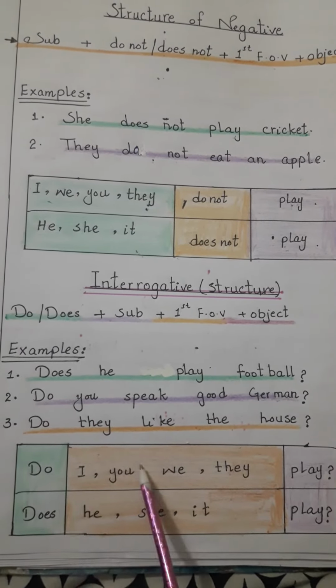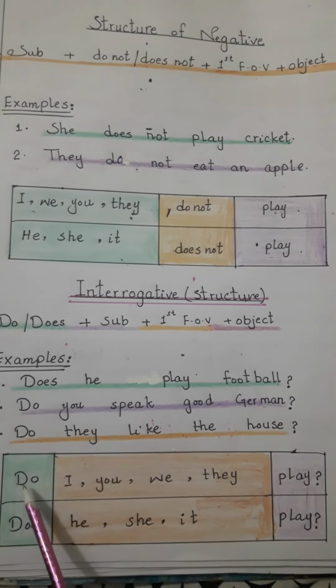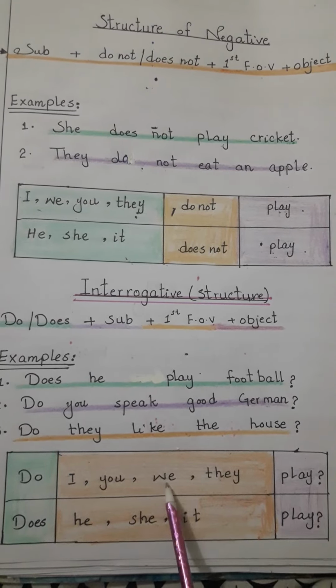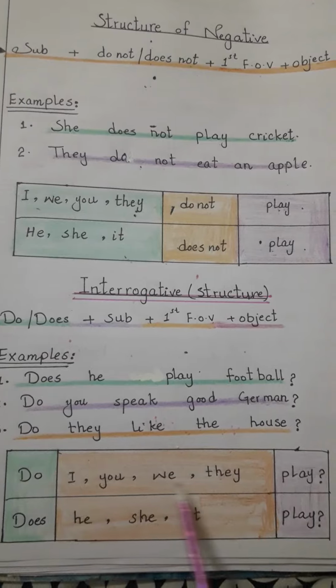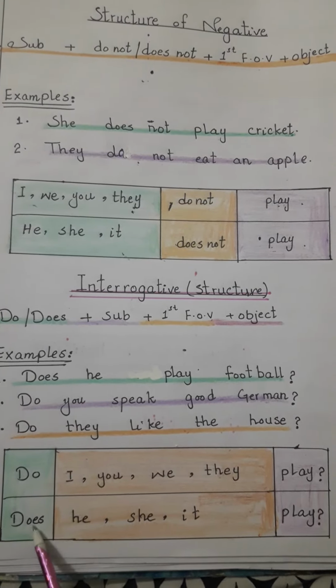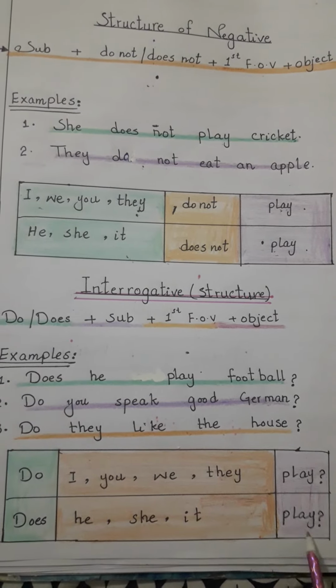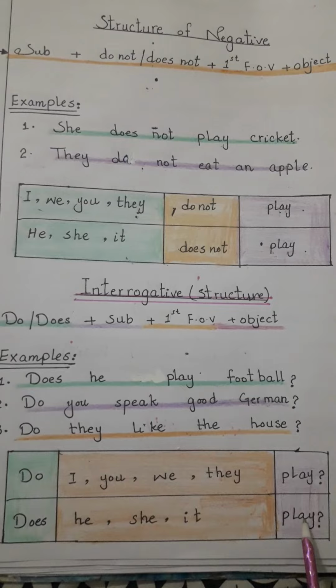Okay, here is this table of interrogative structure. So: do I play, do you play, do we play, do they play. Okay, with all these subjects we will write do, and with he, she and it you will write does. So: does he play, does she play, and does it play.